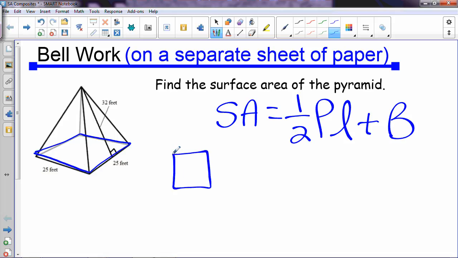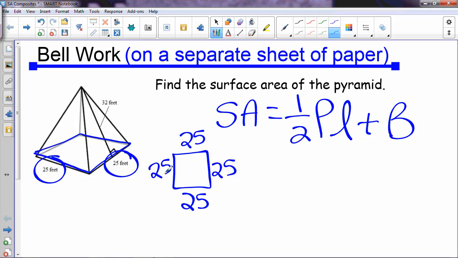So it might help to just draw a two-dimensional square or whatever shape your base is. So the dimensions of this square are 25 by 25. So all of my P information and capital B information are coming from this square. So perimeter, that's when you add up all the sides. So 25 plus 25 plus 25 plus 25 gives me 100. So my perimeter is 100.